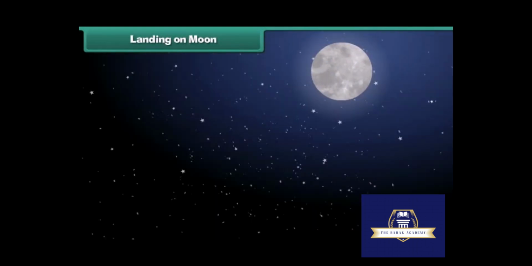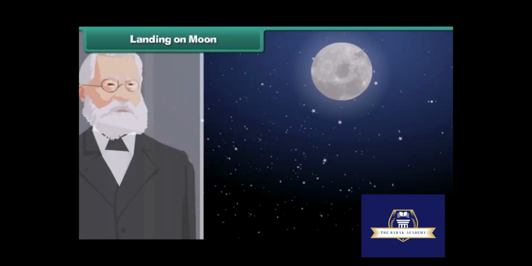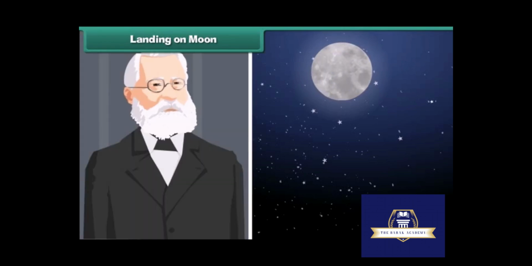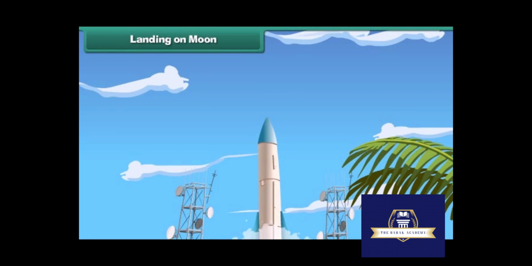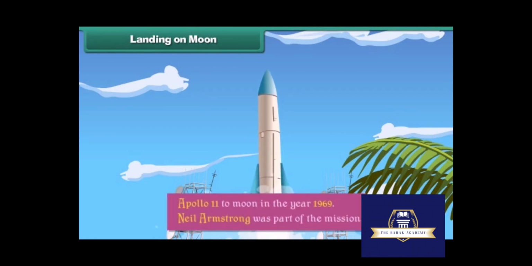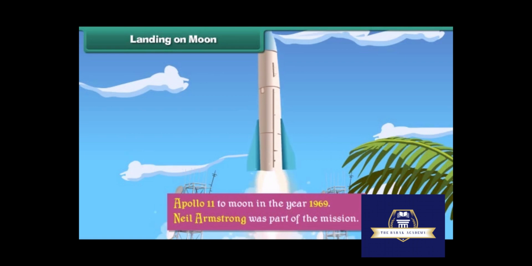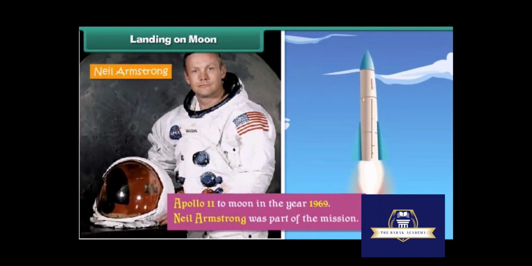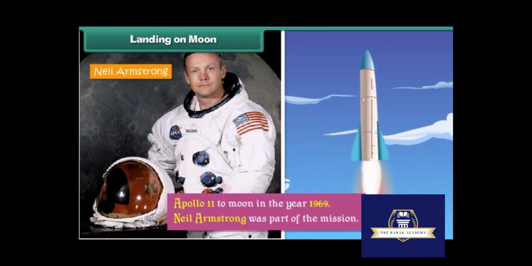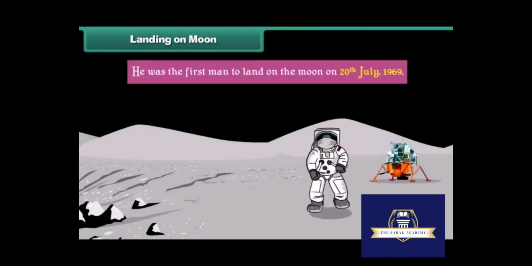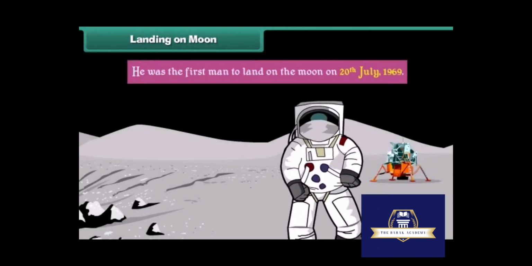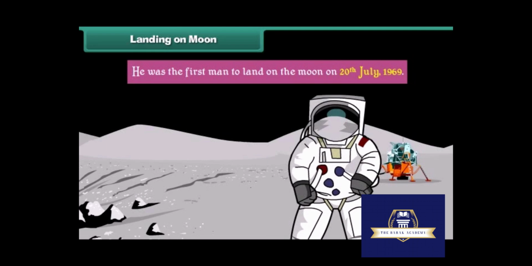Landing on Moon. Even though life is impossible on Moon, it continues to fascinate scientists. They wanted to learn more about it. Therefore, they sent a mission called Apollo 11 to Moon in the year 1969. Neil Armstrong was part of the mission. He was the first man to land on the Moon on 20th July 1969.